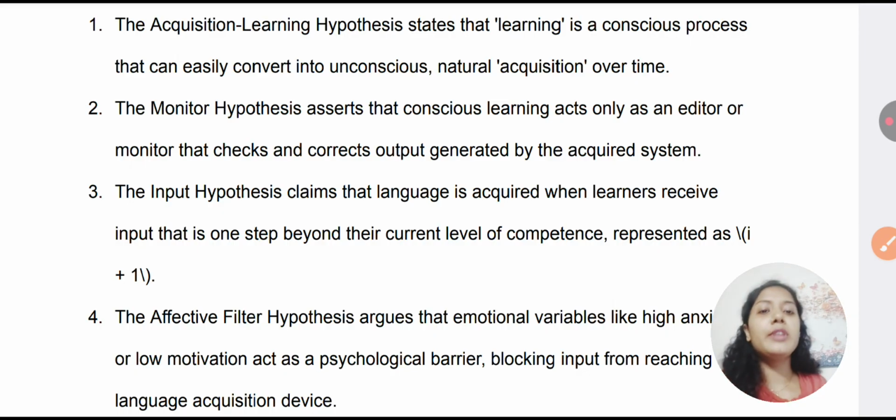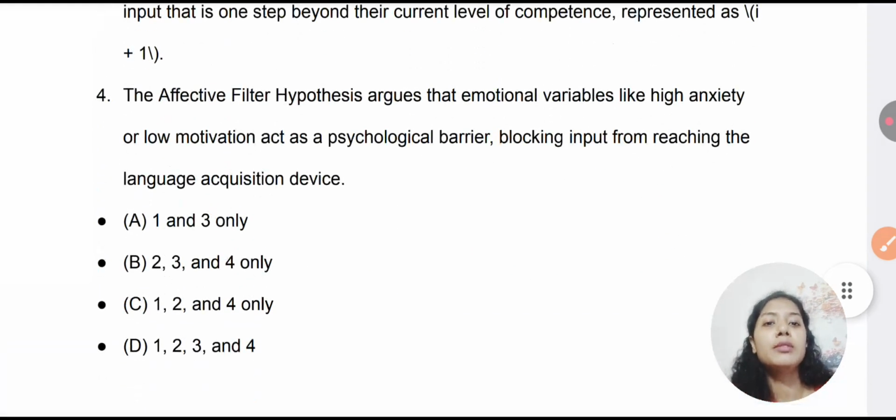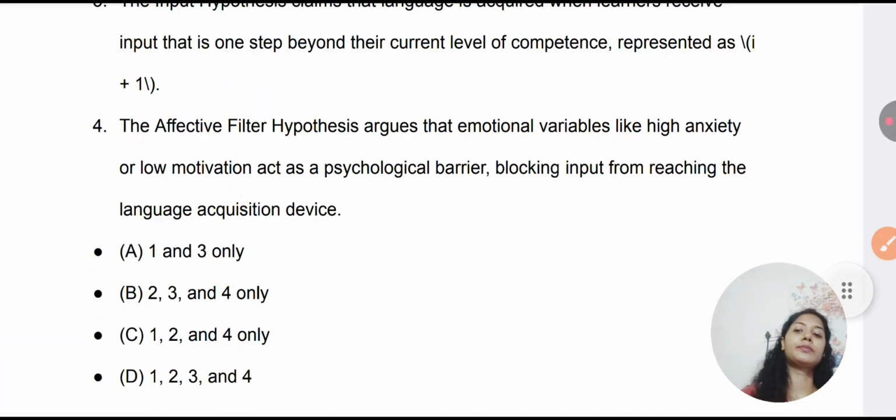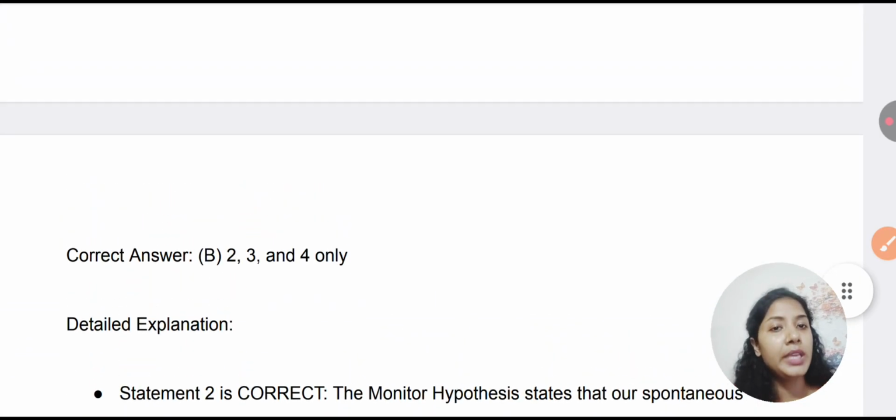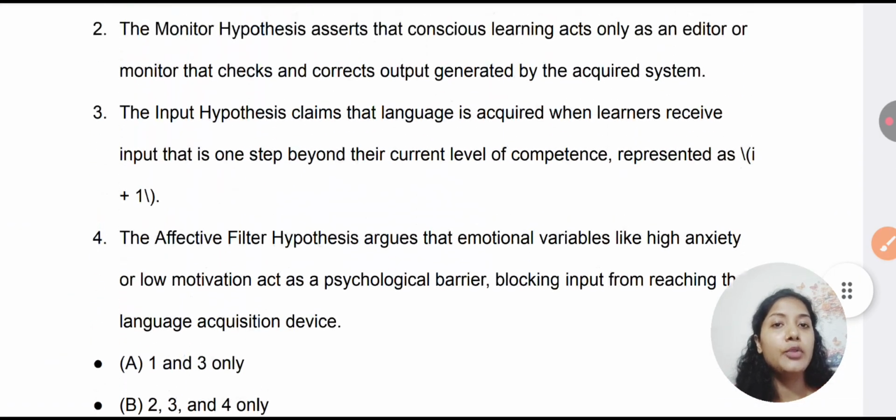So Stephen Krashen's correct answer will be, see the options also. If any of you can get the correct one. Correct answer will be option B, that is 2, 3, and 4 only.